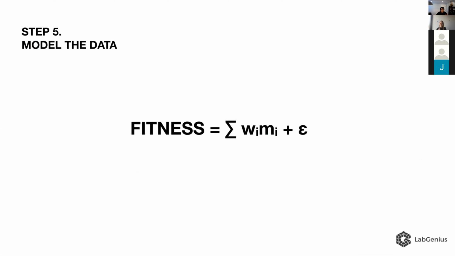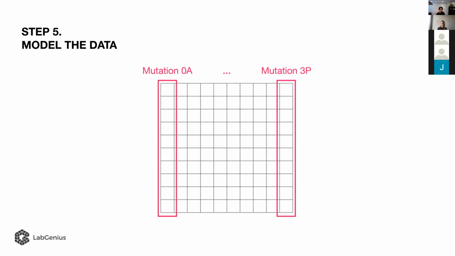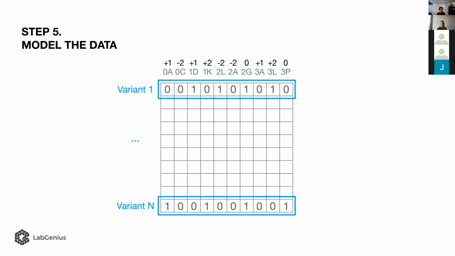What would be the easiest case scenario in the sequence to function relationship? The easiest case scenario would be if the relationship was linear. If every single position had a linear impact on the fitness of a protein, on the goodness of a protein. Plus some random noise, because biology is super noisy. So if you one-hot encode your data, you have your rows, then you can use a simple linear regression to assign the weights, and that's it, you're done.